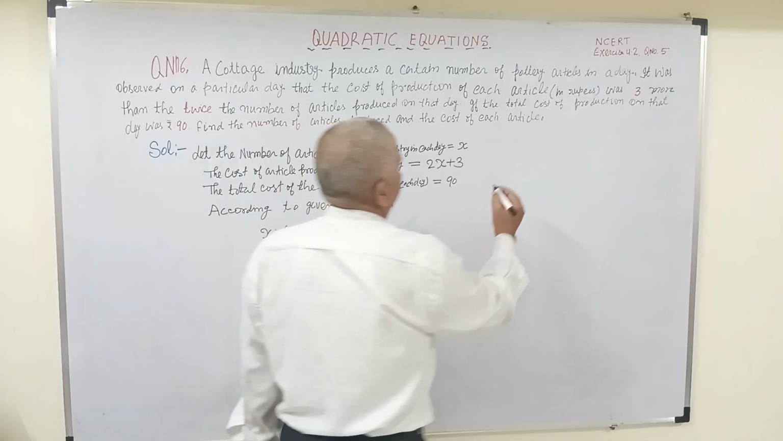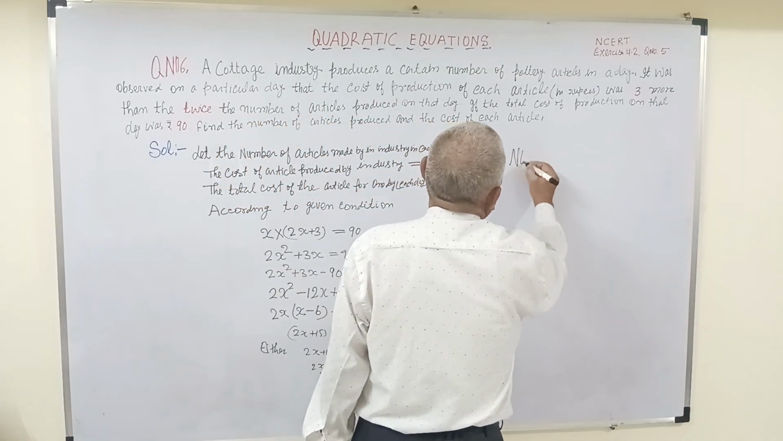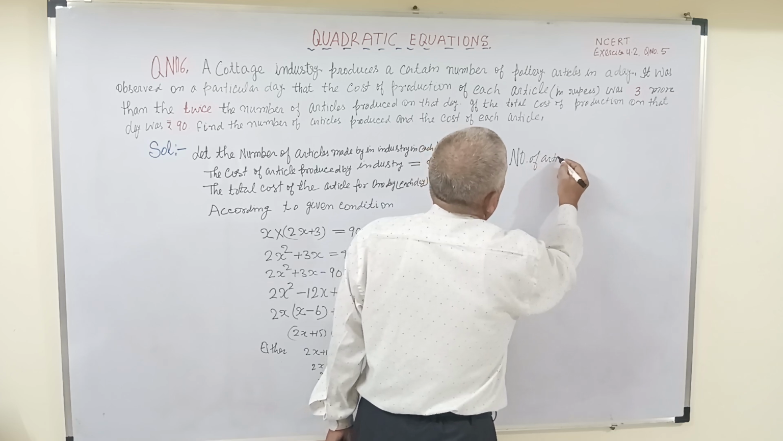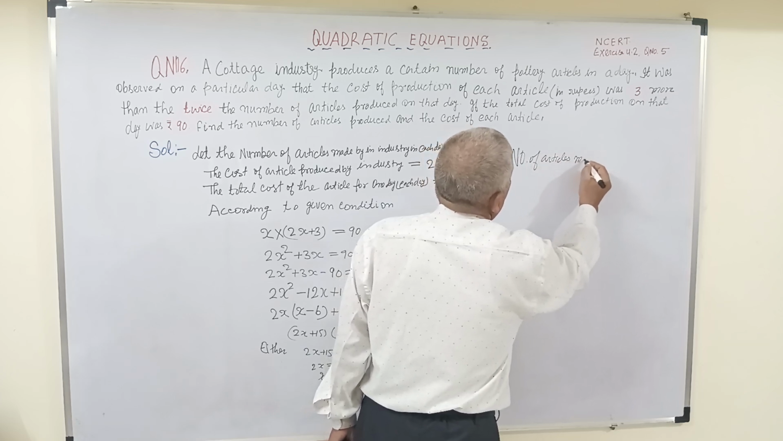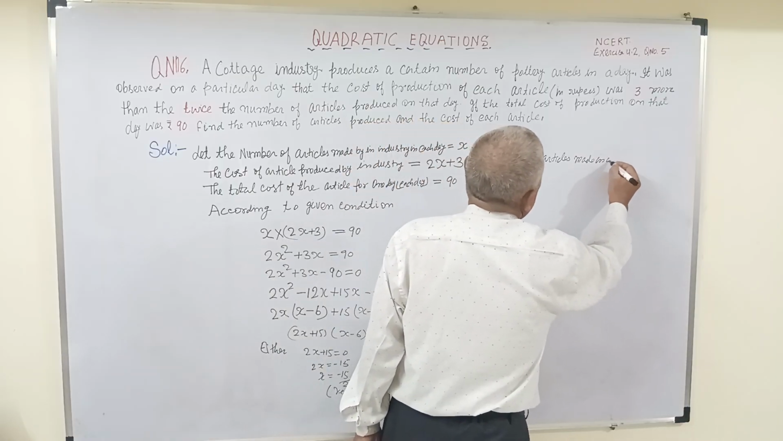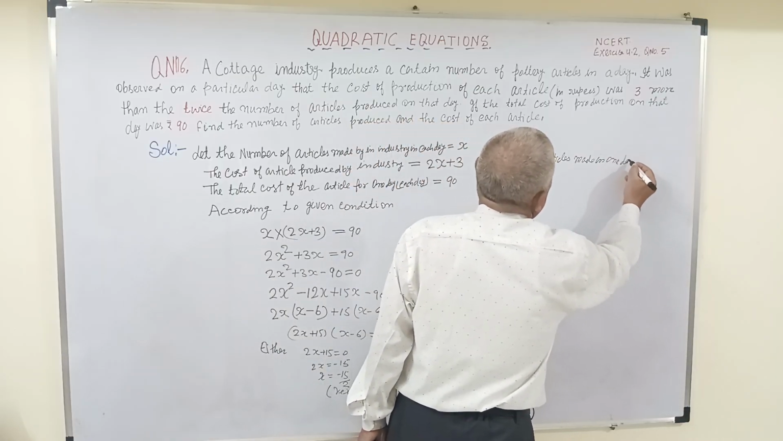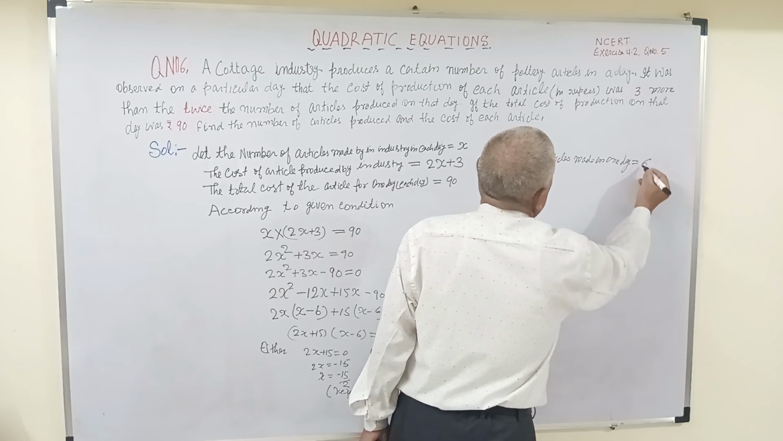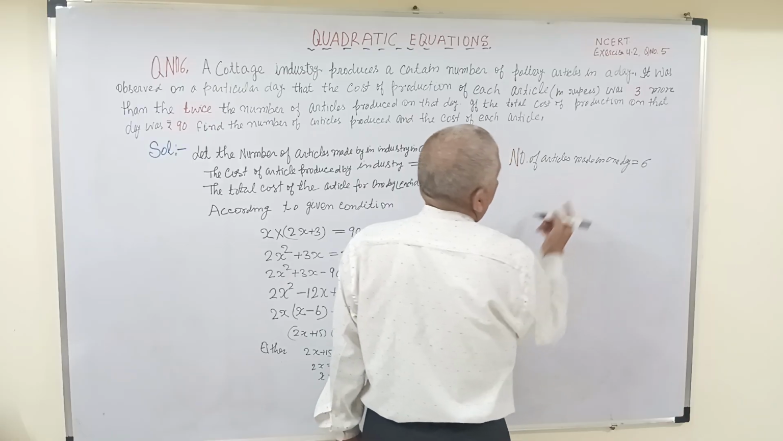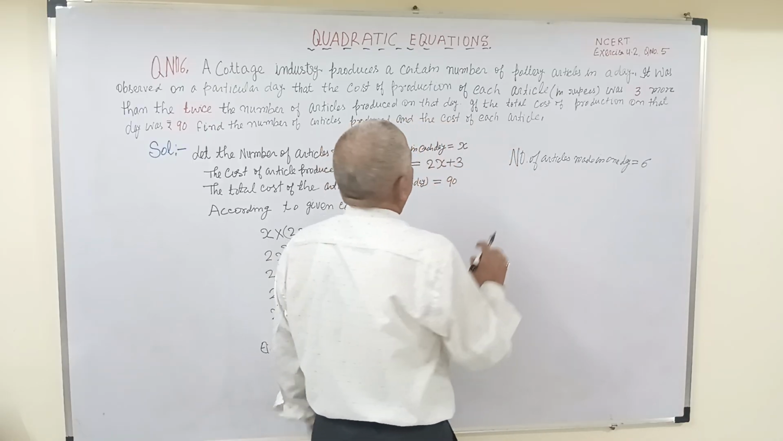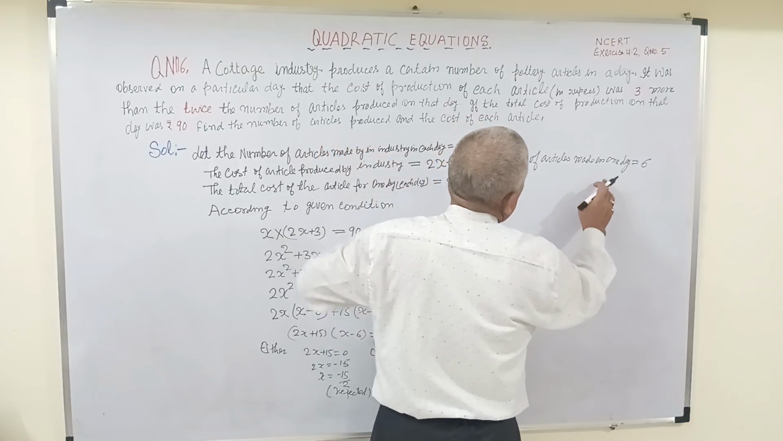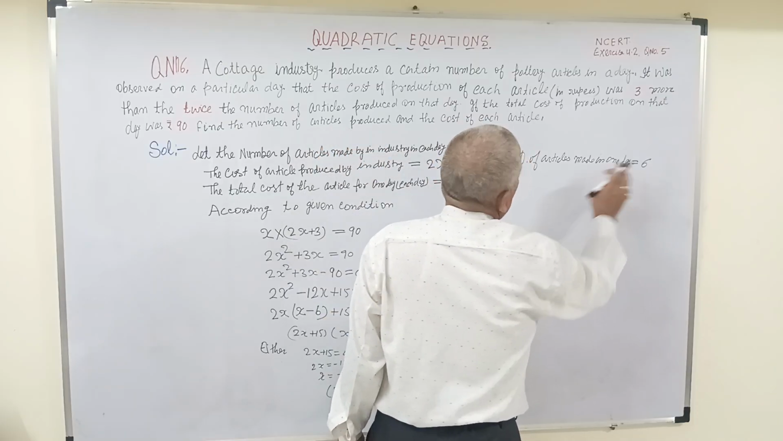So number of articles made in one day equals to 6. So our first answer is done: the number of articles produced in one day will be 6.